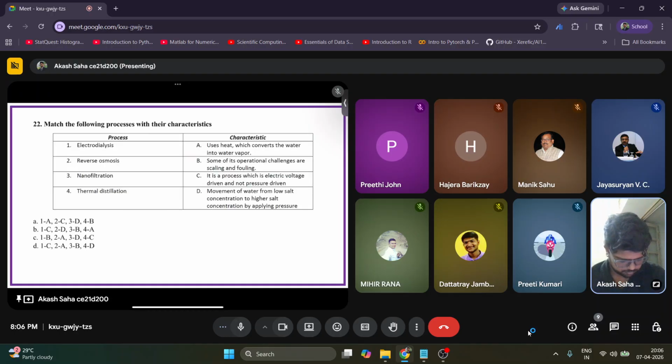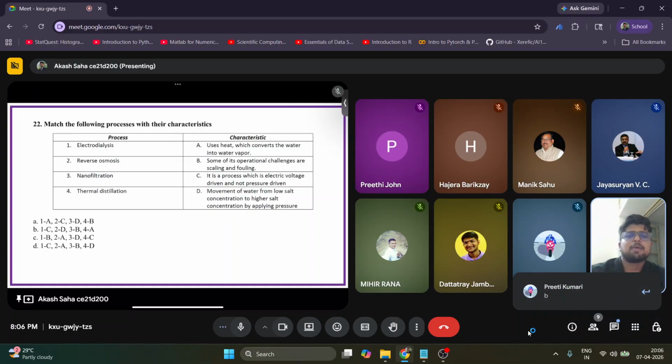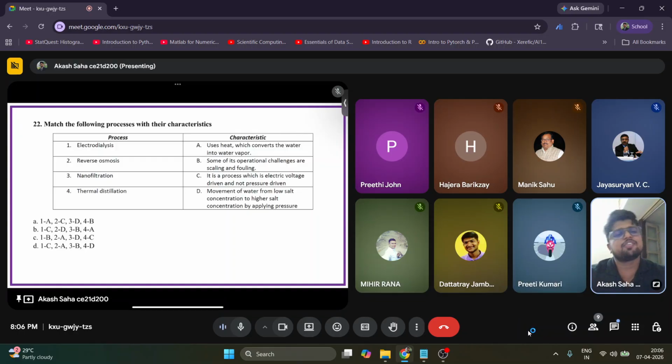Then again, match the following. We have electrodialysis, reverse osmosis, nanofiltration, thermal distillation. Just by the name only you can answer this. Electrodialysis, obviously some electric voltage should be there, so option C is correct. Reverse osmosis: movement of water from low salt concentration to higher salt by applying pressure. Generally we go from high to low concentration, but if it goes from low to high by applying pressure, it's reverse osmosis. Then nanofiltration, okay.